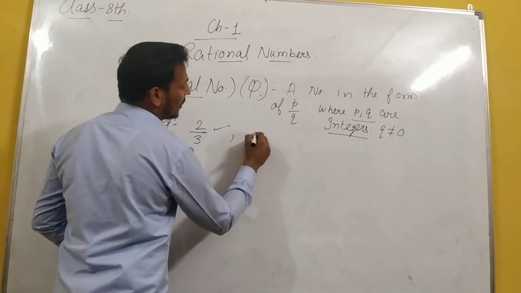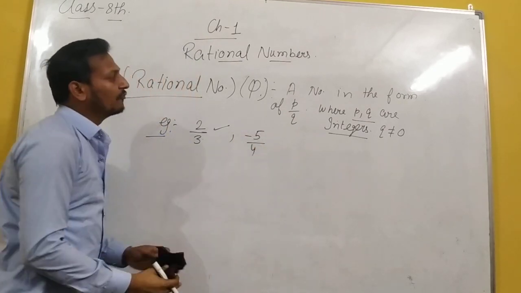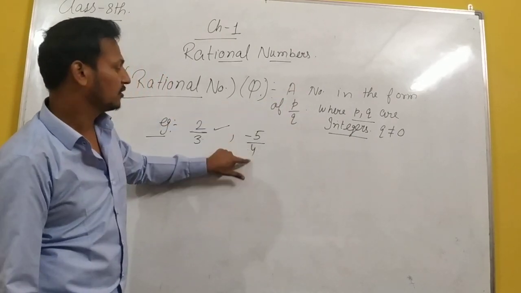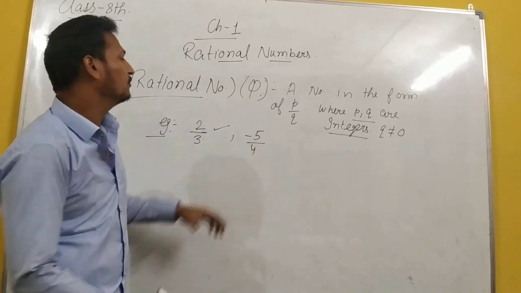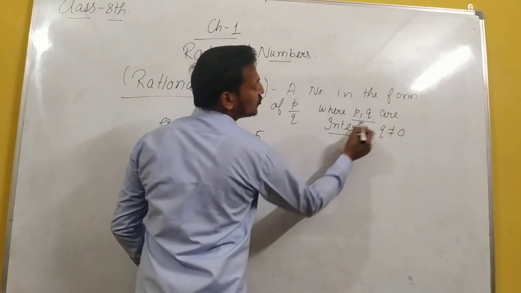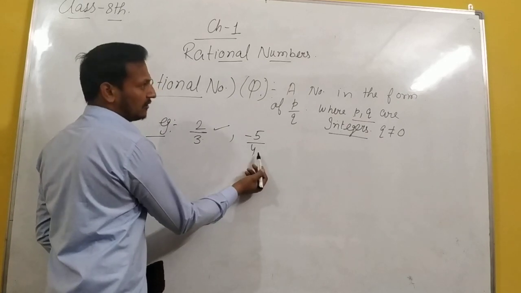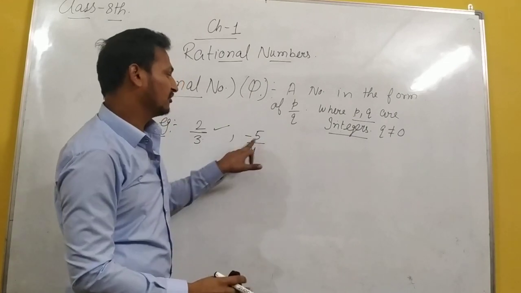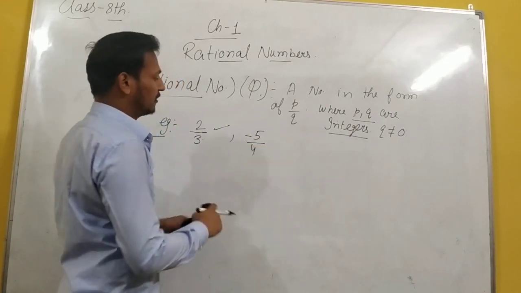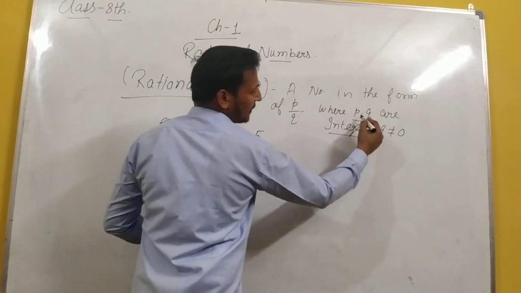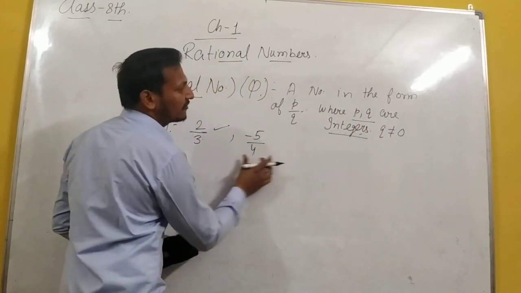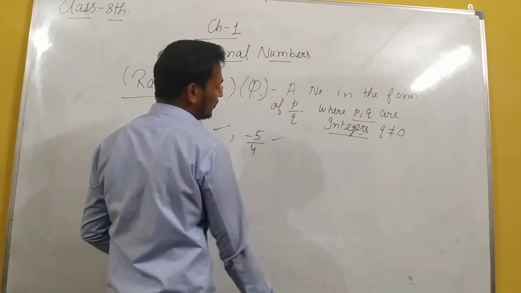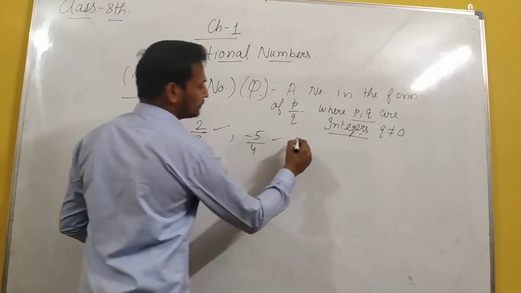Another example, like -5 by 4. First thing we have to check: is it in the form of P by Q? Yes, it is in the form of P over Q. Next thing, P and Q should be integers. So 4 is an integer, yes. 5, yes, we have studied it. -1, -2, -3, these are integers, so -5 is also an integer. So P over Q and P, Q integers are fulfilled. And last thing, Q shouldn't be 0. Check. It's 4, and 4 is not 0, so it is a rational number.